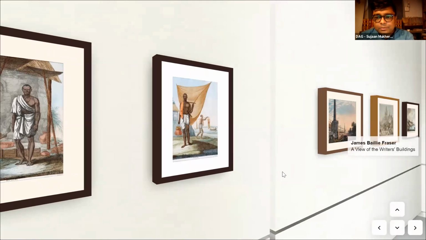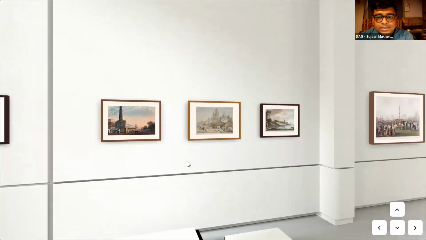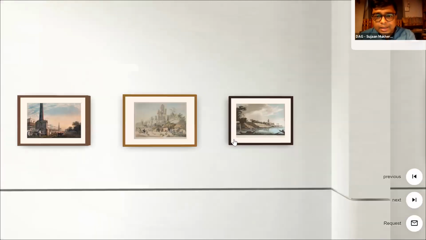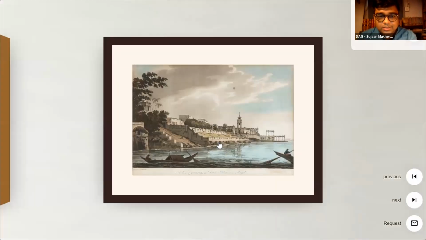And from there we move to these three works that we have selected here, because they represent three different kinds of spaces within Bengal at the time. On the right here you have a view of Chinsura, which was the Dutch colony on the other side of the river Hooghly.